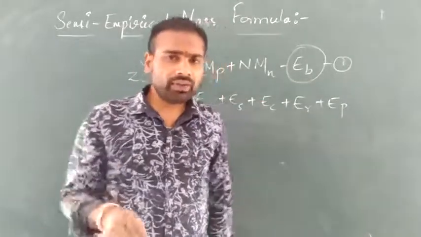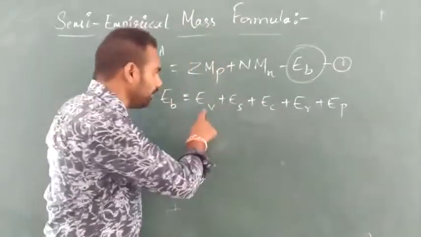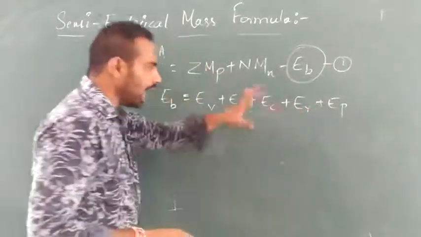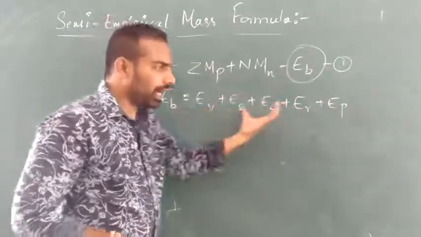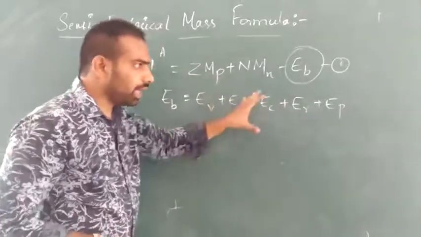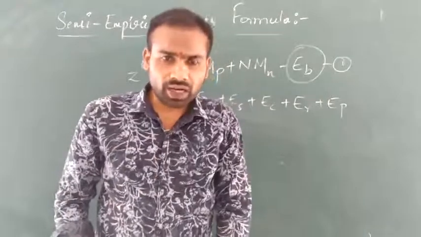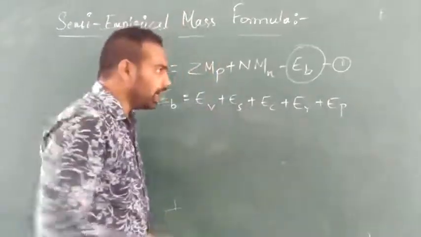So here we are going to find what? Each and every correction term: EB, ES, EC, ER and EP. After finding those values, we substitute them in equation 1, and we will get the semi-empirical mass formula. Okay, so let us go for the first one.